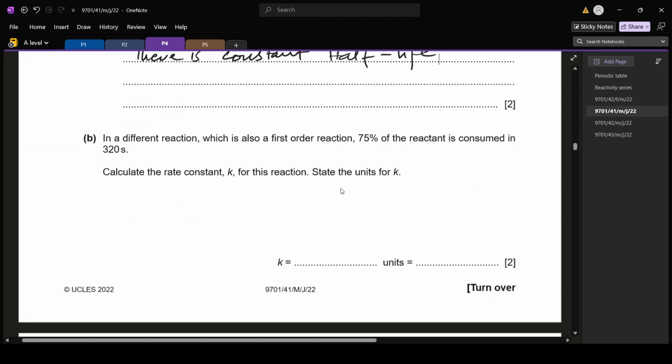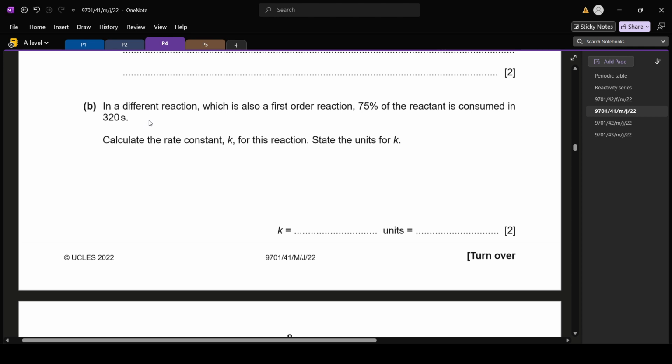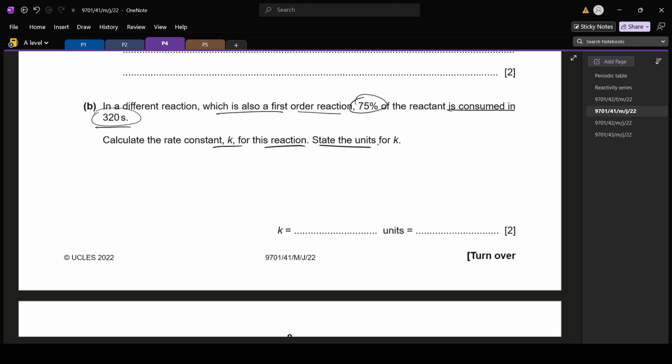Moving towards next part B. In a different reaction, which is also a first order reaction, 75% of the reactant is consumed in 320 seconds. Calculate the rate constant k for this reaction. State the unit of k.